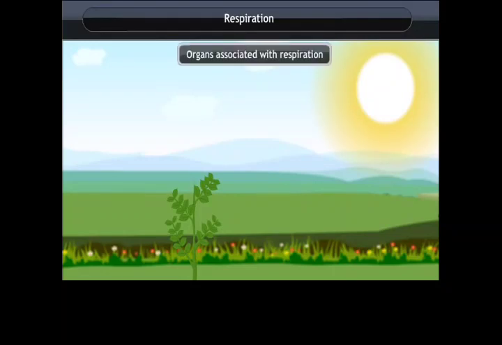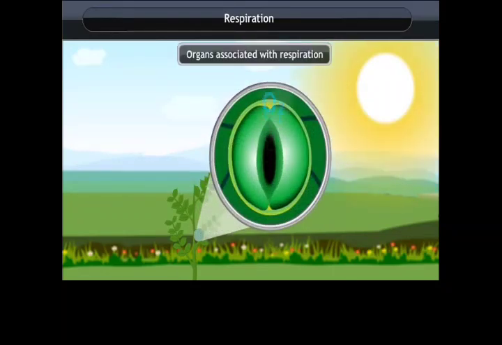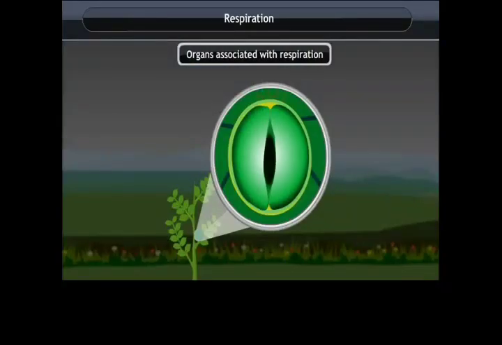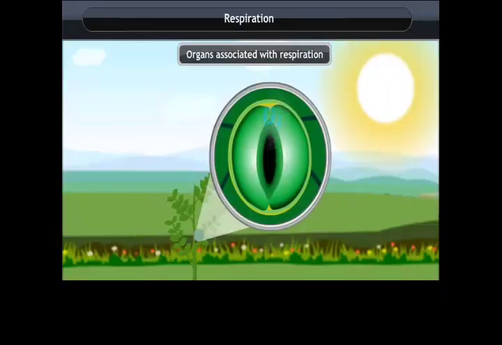Respiration. Organs associated with respiration. Plants exchange gases through stomata. During night, photosynthesis does not take place and the stomata help in the exchange of carbon dioxide with the environment. Similarly, in the daytime, stomata exchange oxygen, which is a byproduct of photosynthesis.